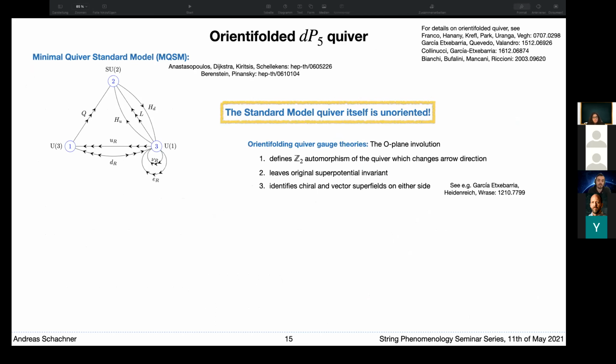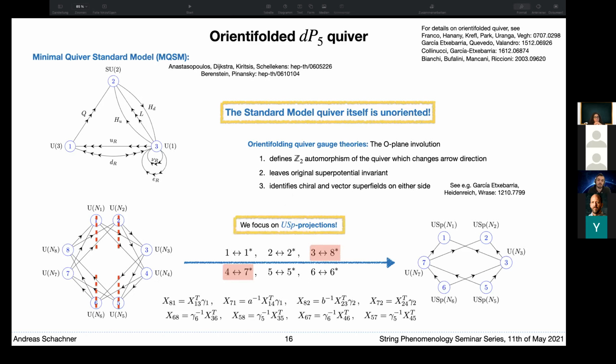How do we orientifold a quiver gauge theory? We use the following 3 rules, which are, for example, explained in this reference here. So an O-plane involution defines a Z2 automorphism of the quiver that leaves the original superpotential invariant and also identifies chiral and vector superfields on either side of the involution. In this talk today, I only mention one of these projections. In our paper, we discuss 2 separate projections. The projection I would like to discuss here is the following.